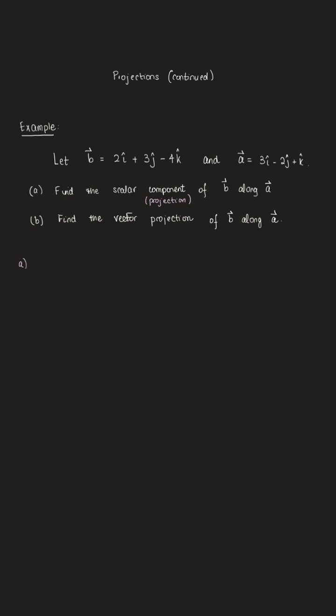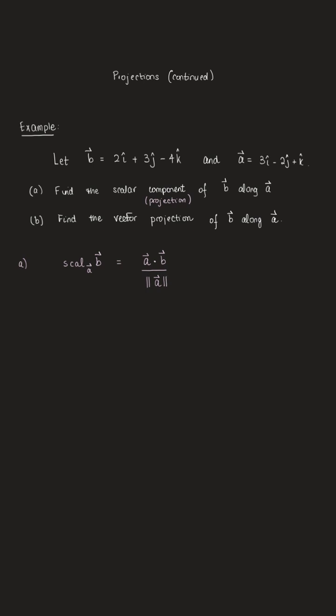So for A, we would like to find the scalar component of b onto vector a. And we can think back at the definition that we derived in the previous video. This is going to be the dot product between a and b, and we need to divide this by the magnitude of the vector we're projecting onto. So this is going to be the magnitude of a.